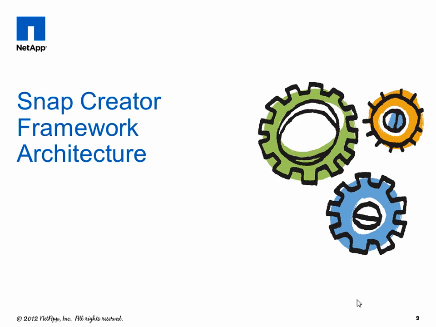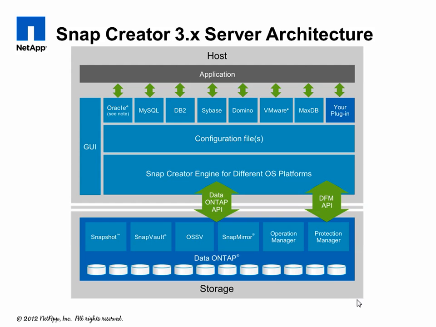Now that you know a little bit about Snap Creator, let's discuss the architecture. First, we're going to cover the server architecture, then the agent architecture, and we'll discuss how they work together. The Snap Creator server architecture consists of 4 components. The main component is the Snap Creator engine. This provides integration with NetApp storage systems and other products such as DFM through Zappy, or the Zephyr API.